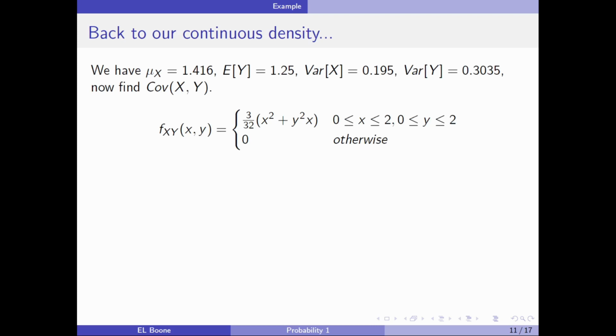All right, take a moment. Gather yourself together, because now we're on to the covariance. Now, the covariance is going to be a little bit different because it involves the expected value of xy, which means we're not going to work with the marginals anymore. We're going to be working directly with the joint density.